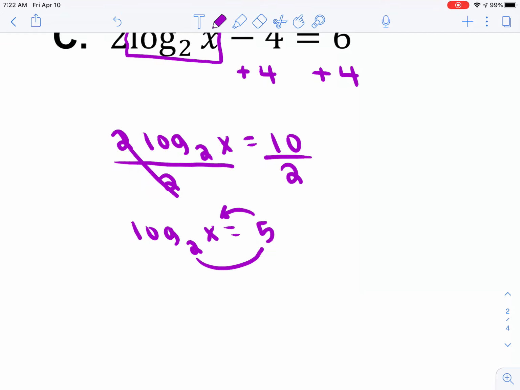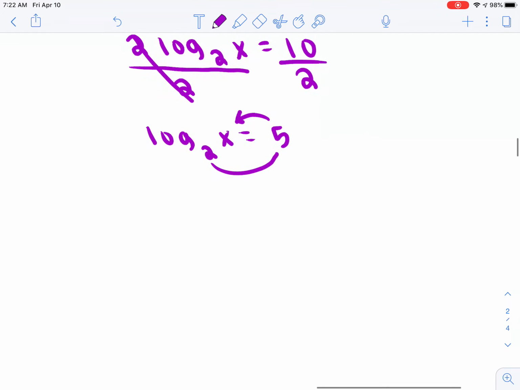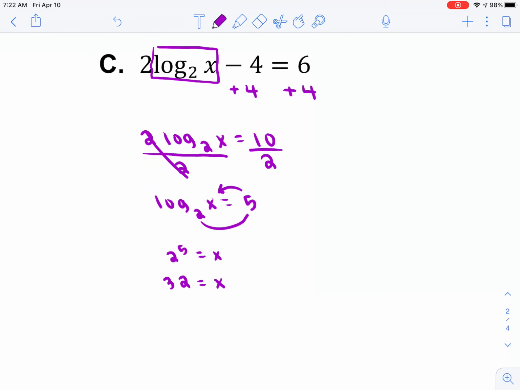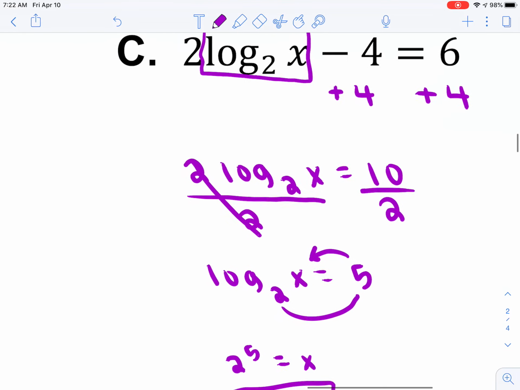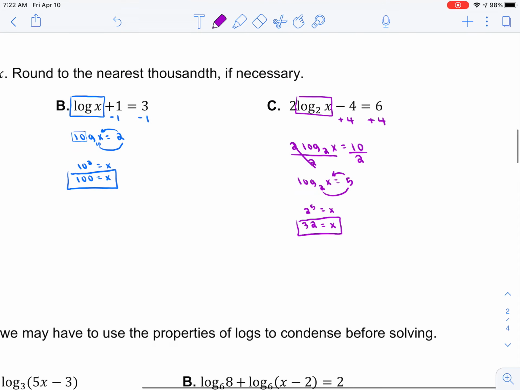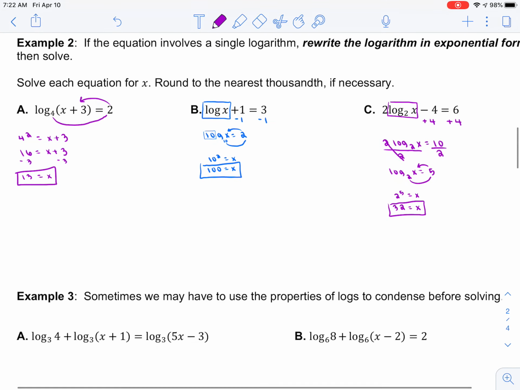Then we can do the circle of life. So we get 2 to the 5th equals x, and that, I believe, is 32. Check your answer. Note that if I sub in that 32, I am all good. You could even check further, by doing the circle of life. 2 to what power is 32? It's 5. And then if I did 2 times 5 minus 4, notice that does give me 6. So that's that set of problems.